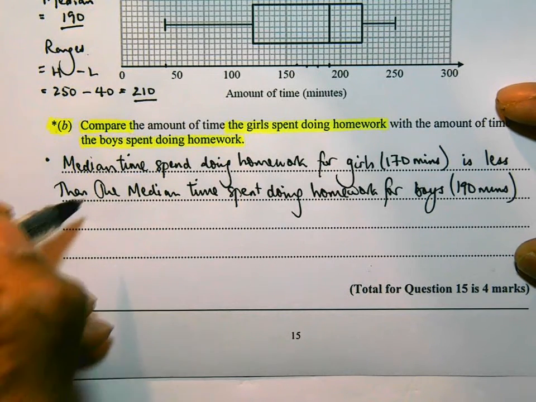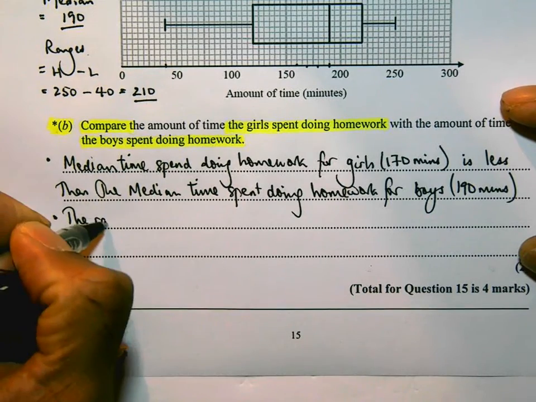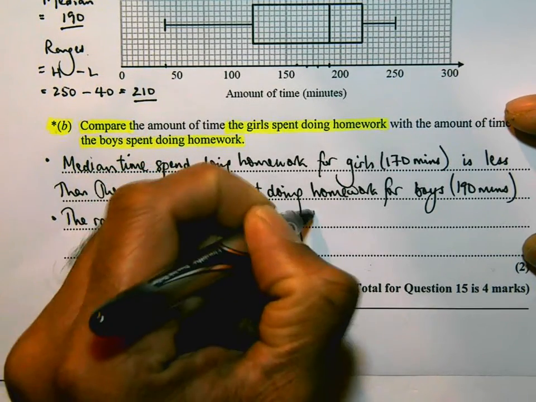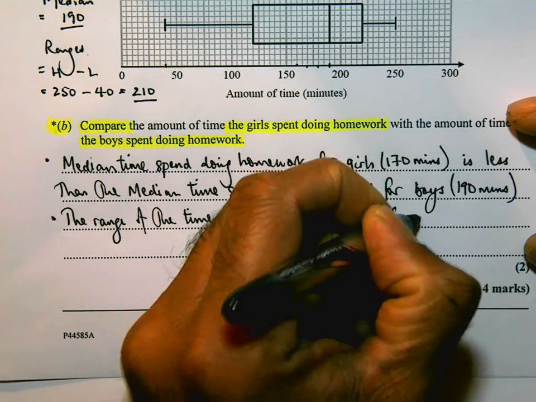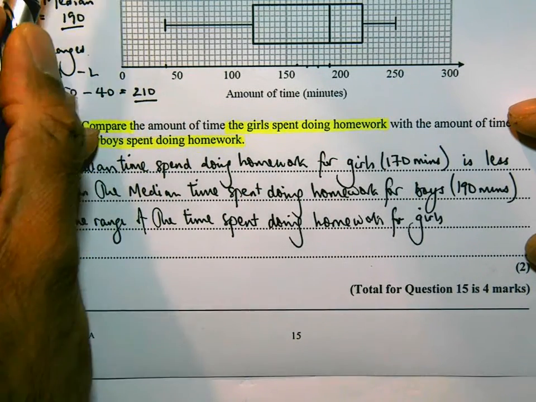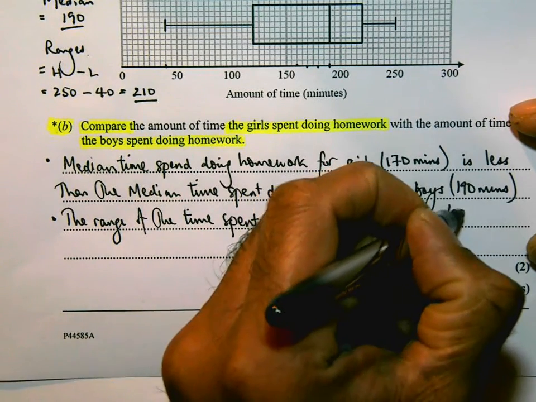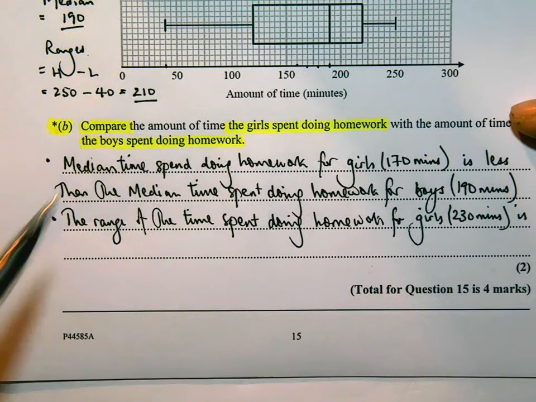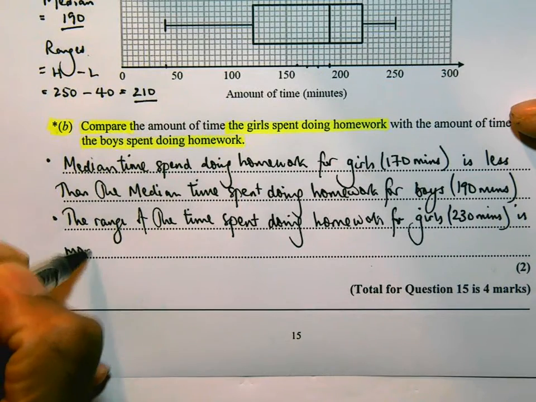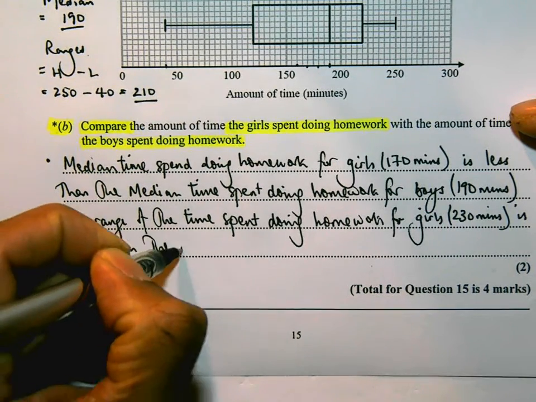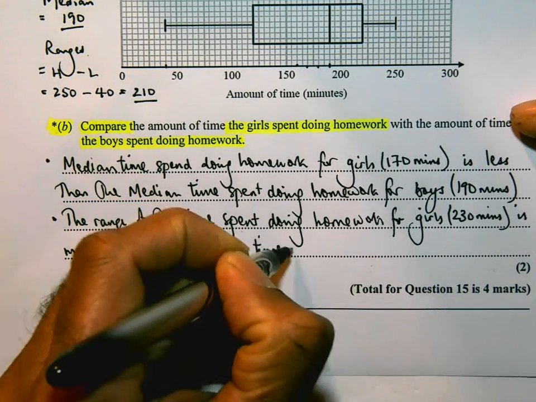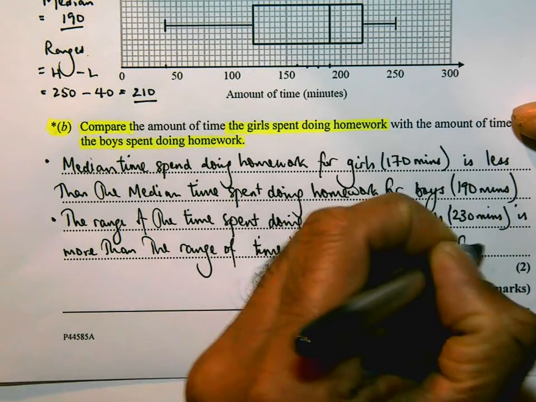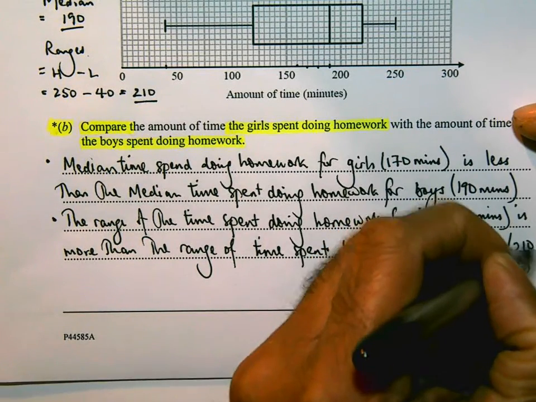Now I'm going to do the same for range. So the range of the time spent doing homework for girls, which is the first one, 230 minutes, is, now the girls spent 230, the boys spent 210, so is more than the range of time spent doing homework for boys, which is 210 minutes.